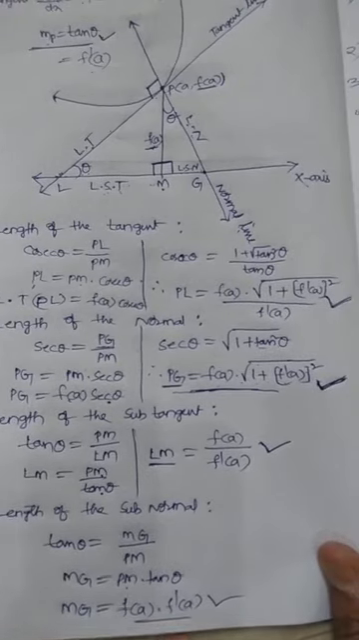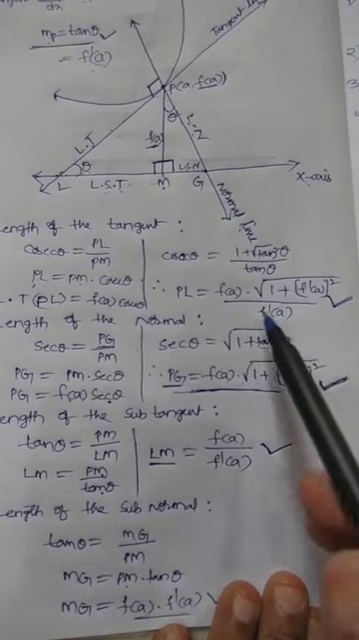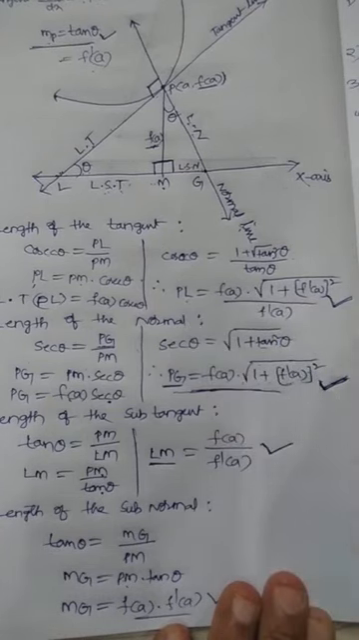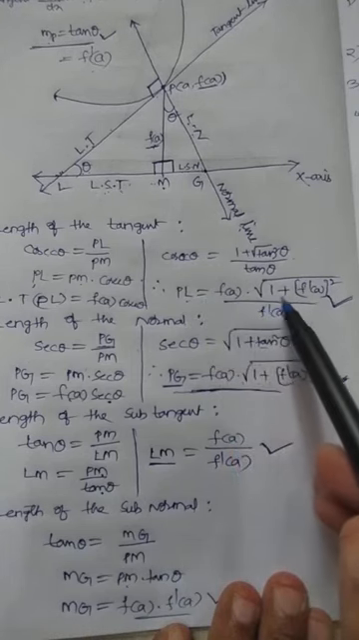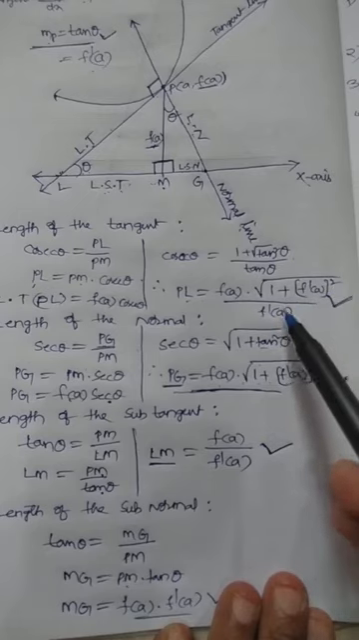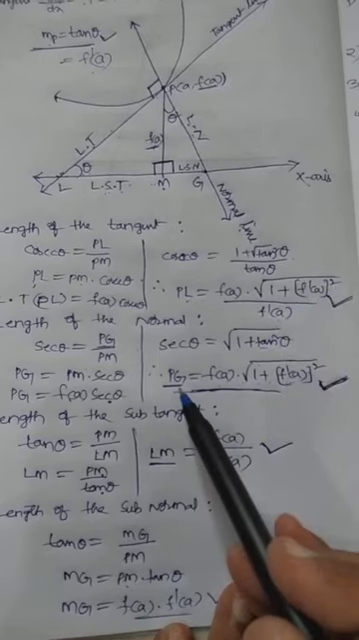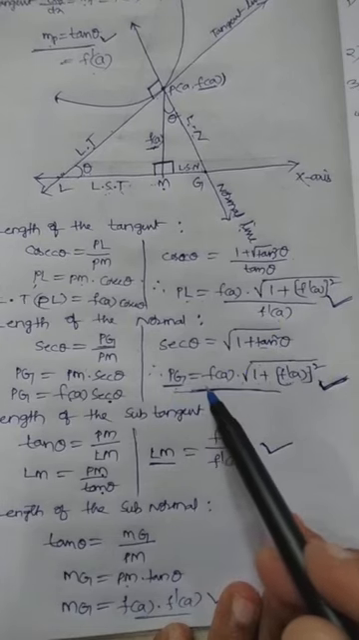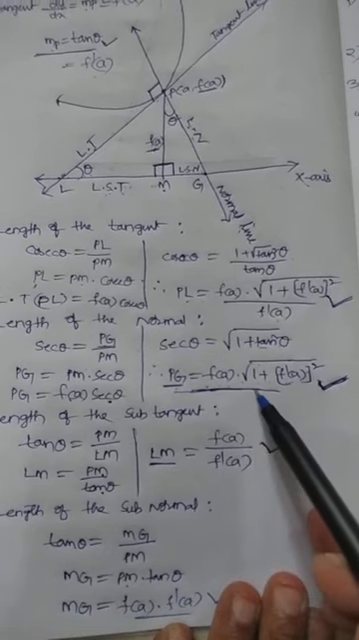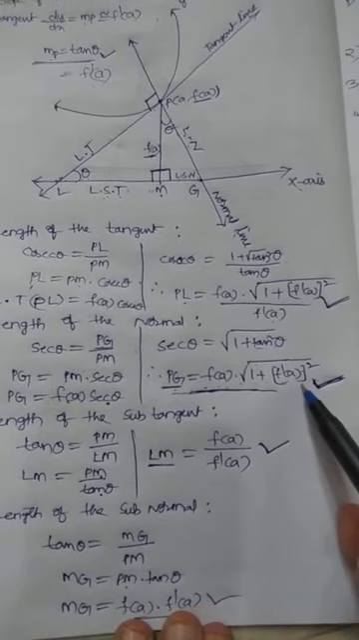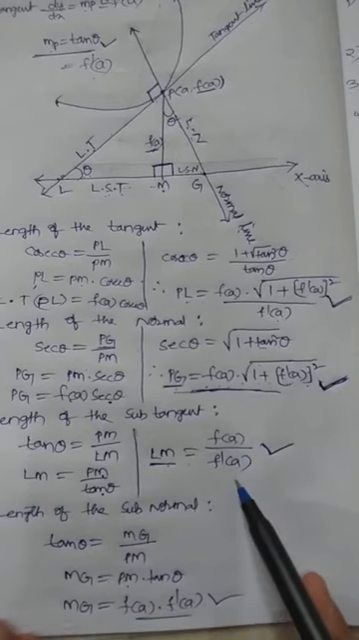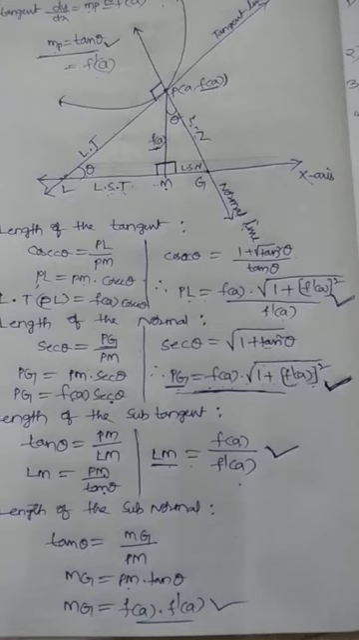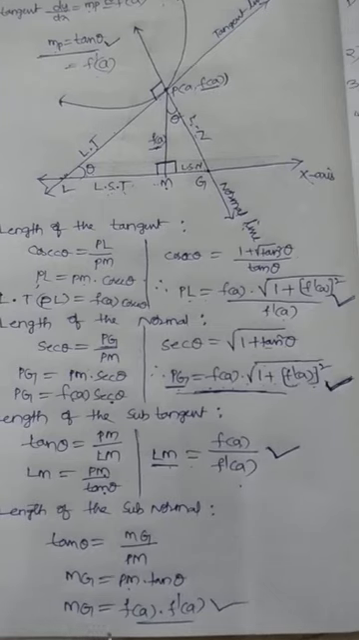I will repeat the formulae, four very important formulae. PL bar, the length of the tangent, is f(a) into under root of 1 plus f'(a) whole square by f'(a). The length of the normal PG bar is f(a) into under root of 1 plus f'(a) whole square. The length of the subtangent LM bar is f(a) by f'(a). And the last one, the length of the subnormal MG bar, is f(a) into f'(a).